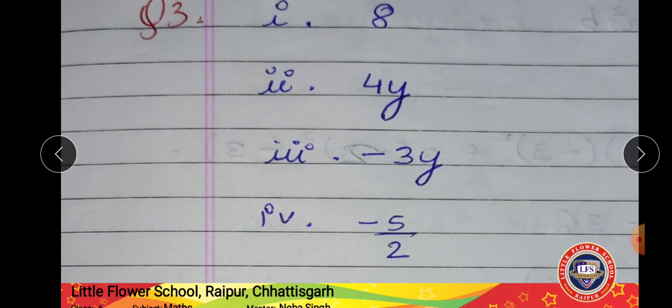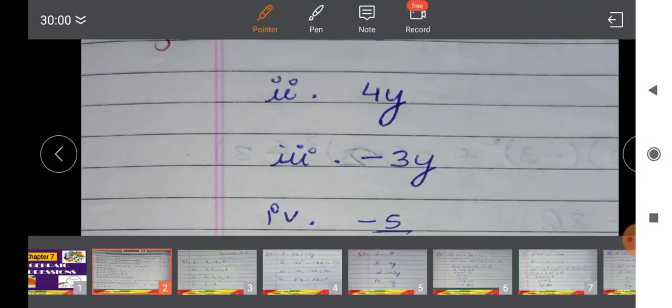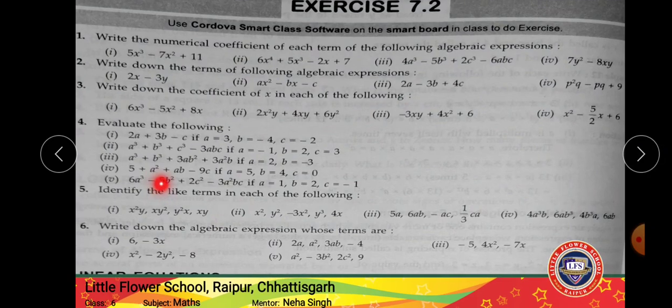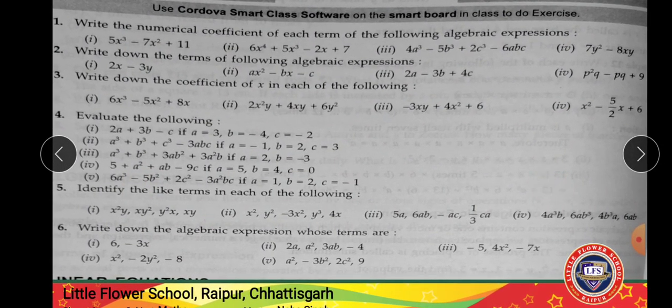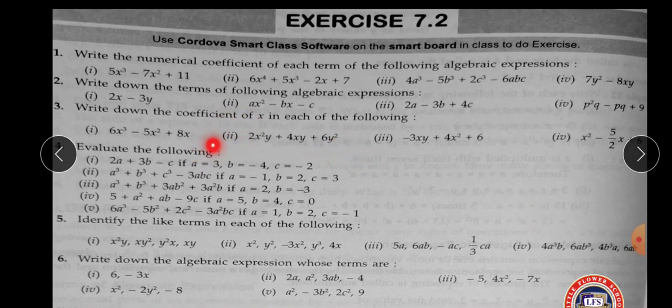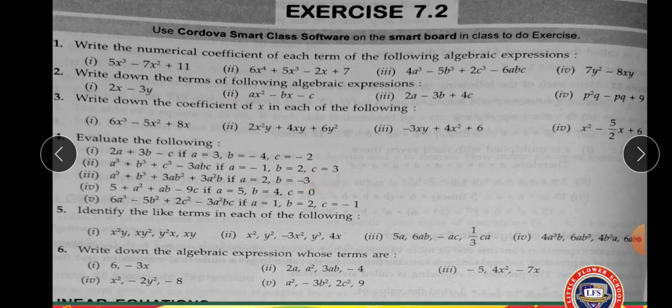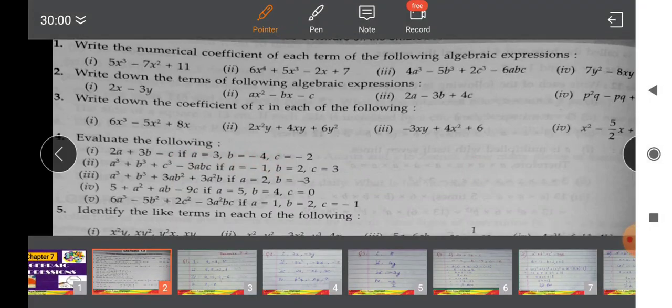Okay. Now moving on to the next question, that is question number 4. Evaluate the following. Now what you have to do is put in the values. First you are going to write the equation, and then the values of a, b and c are given individually in each question, right? So you are going to write the values, write the digits, right? And you are going to solve the questions. So let us see how we are going to solve.